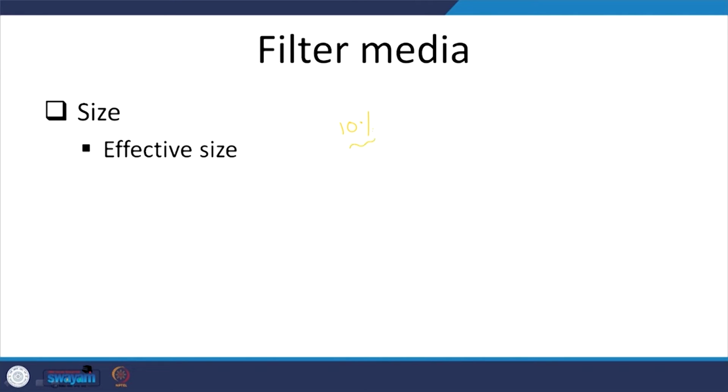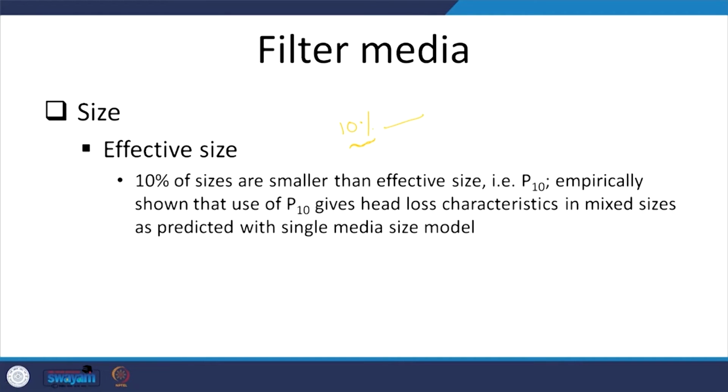Typically the well established norm is that we look at the size for which 10% of the particles by weight pass through, and that size is referred to as the effective size. So 10% of the sizes by weight are smaller than the effective size, which I am referring to as P10. Again, different nomenclatures. Why is that important? It gives the head loss characteristics in mixed sizes as predicted with a single media size model. Anyway, it gives me an idea about head loss characteristics.